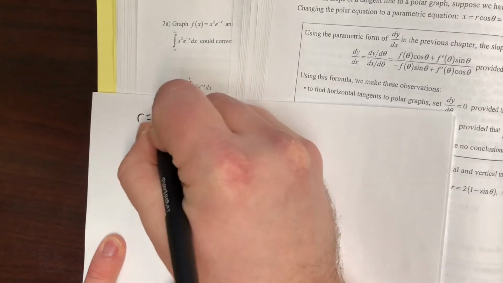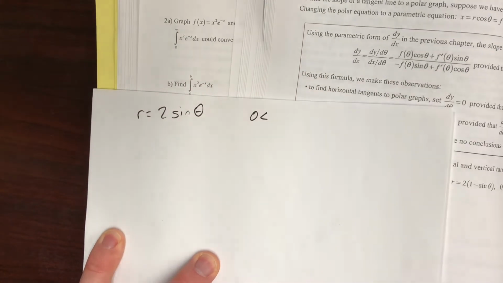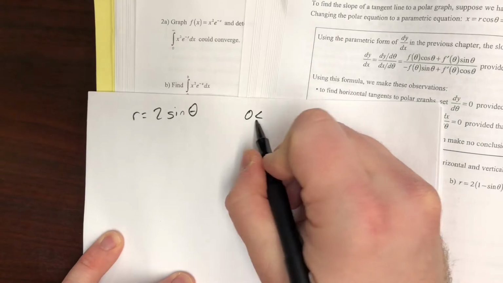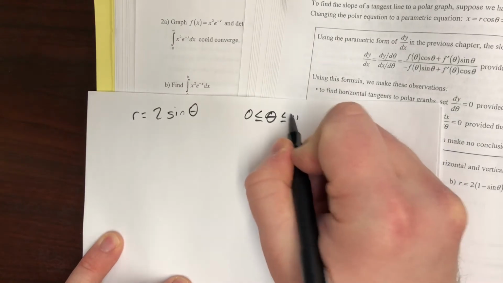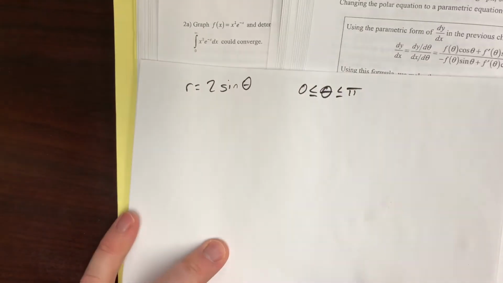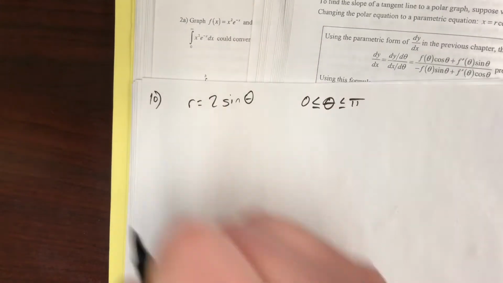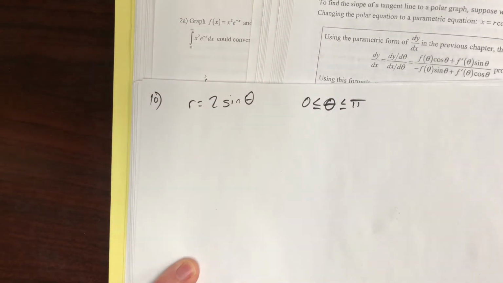So let's go. r is equal to 2 sine theta, and we're restricted here between 0 and pi. So that's going to be important later. The actual question asks for the horizontal and vertical tangent lines, but I want to talk about how we find dy dx, because that's an important thing for us to know how to do.